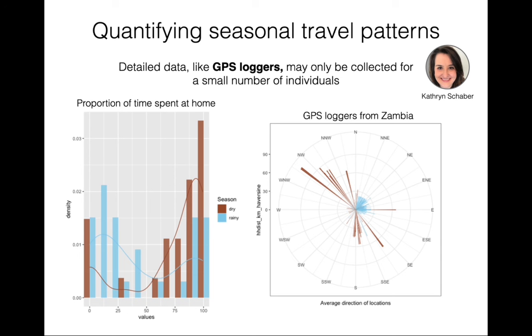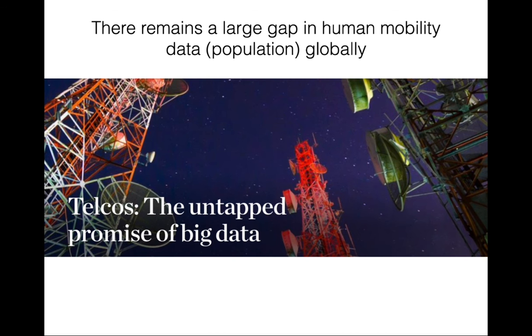And on the right-hand side, these data from an individual show that the distance and direction an individual will travel will also depend on the season, with travel during the dry season going much further distances and in different directions. It will always be difficult to collect these data for entire populations. And due to these large data gaps, we have been working with mobile phone operators to process and access population estimates of mobility from billing records.